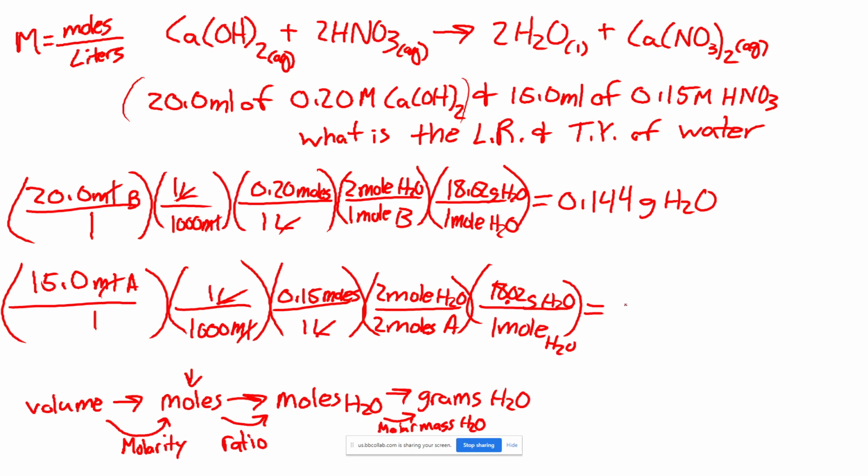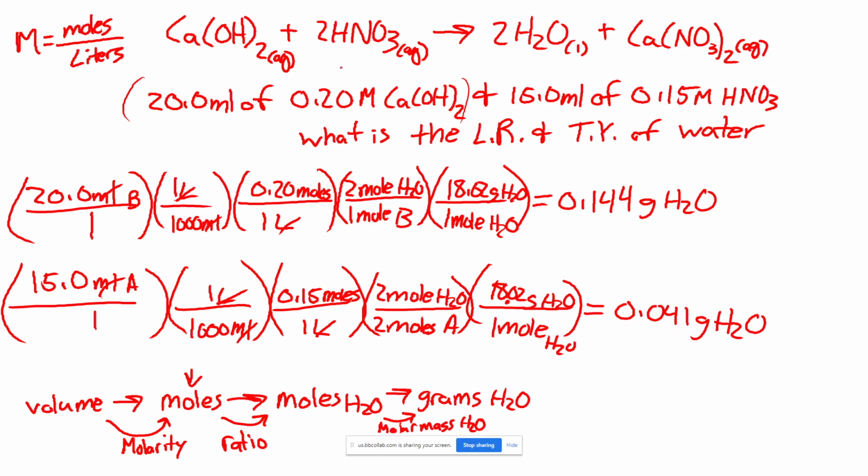And this made 0.041, we'll say, grams of H2O. So, when we're answering the question here, we now have all the information to determine what is the limiting reactant and what the theoretical yield is. But again, they are two different things. So the limiting reactant is the reactant that ran out first.